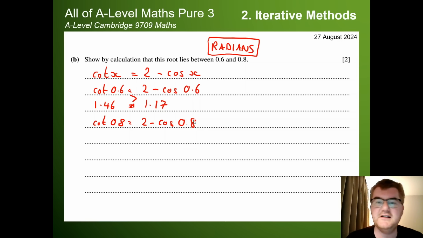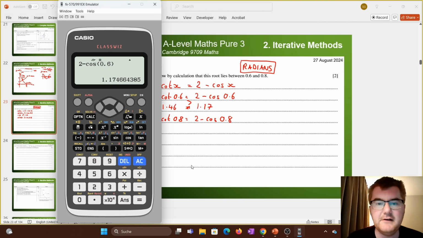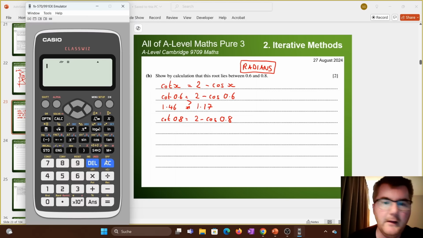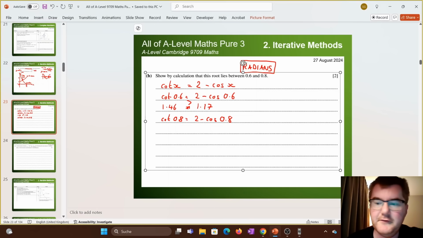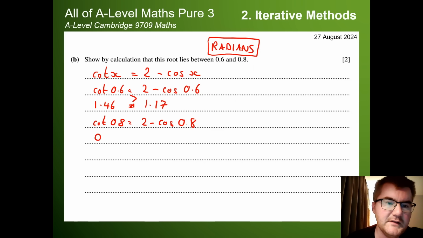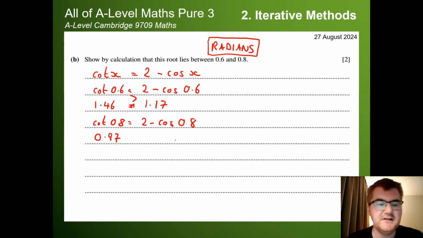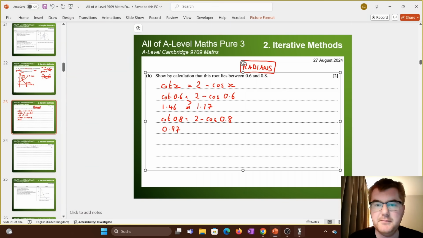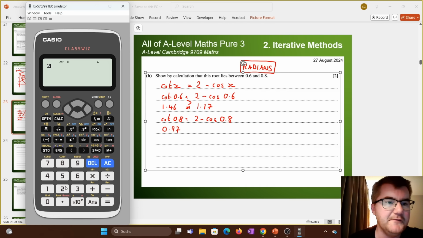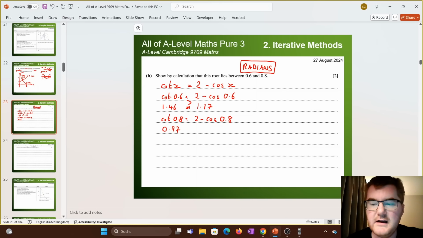So we do the same process here. I come to my calculator, I'm going to type in 1 divided by tan of 0.8. That gives us 0.97. This is why these are sort of easier questions, really. It just takes a bit more time. Under time pressure, it's not much fun. So 2 minus cosine of 0.8, and we put this in, and we get 1.3.